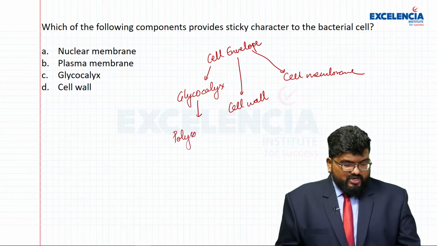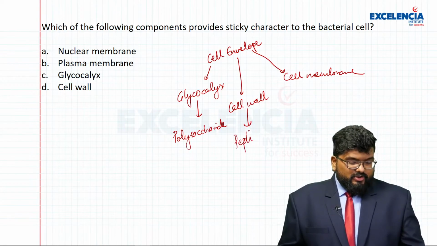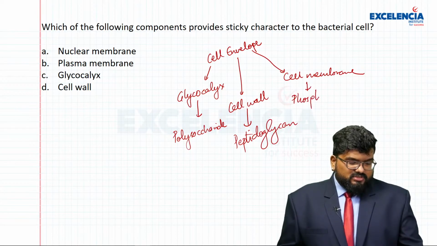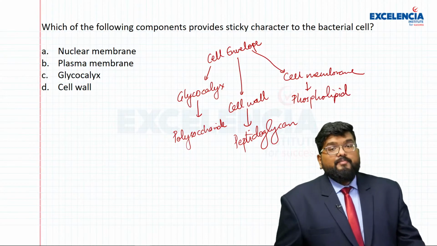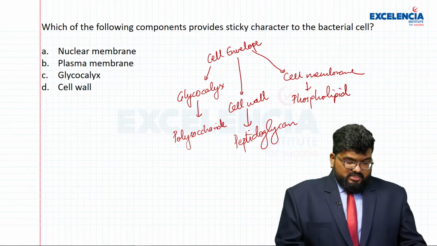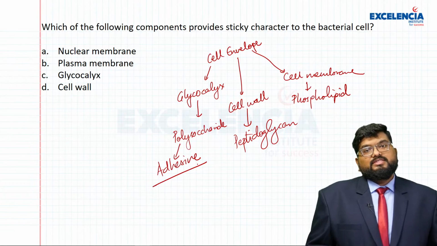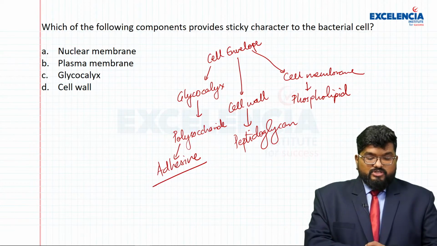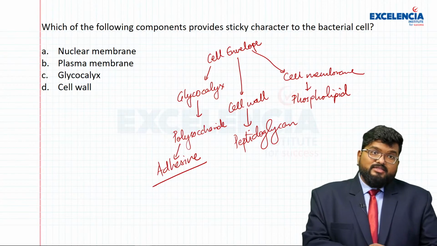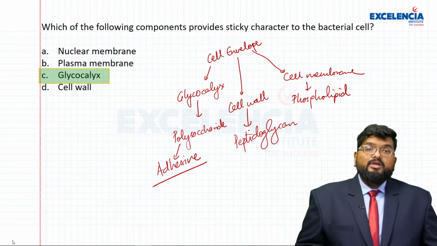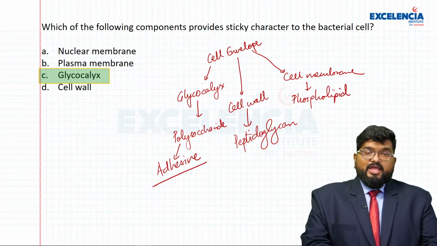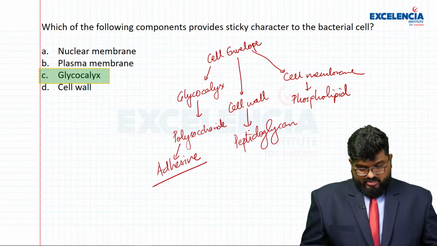Glycocalyx is made up of polysaccharide. The bacterial cell wall is peptidoglycan. And the cell membrane is phospholipid. Glycocalyx, the polysaccharide, is responsible for adhesive properties of the bacterial cell. And hence, which component provides sticky character to the bacterial cell? The answer will be glycocalyx. Glyco means carbohydrate. Calyx is a protective covering. Got it? Great.